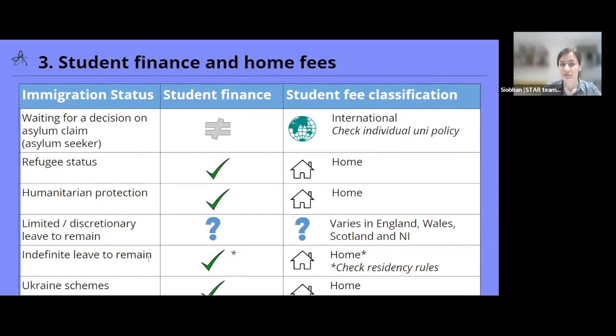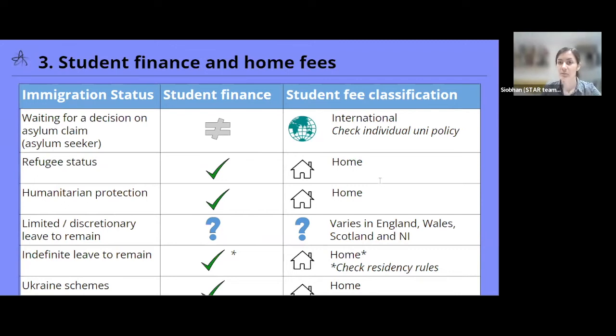If you have indefinite leave to remain, you are usually eligible for student finance and home fees. And we've added though check residency rules, and you usually have to be resident in the UK for 3 years before your course starts in order to be eligible. If though you've come to the UK through a resettlement scheme, for example, ARAP or ACRS, you are eligible for home fees and student finance as soon as you arrive. And then finally, if you are in the UK through one of the Ukraine schemes, you should be eligible for student finance and home fee status as soon as you arrive in the UK.